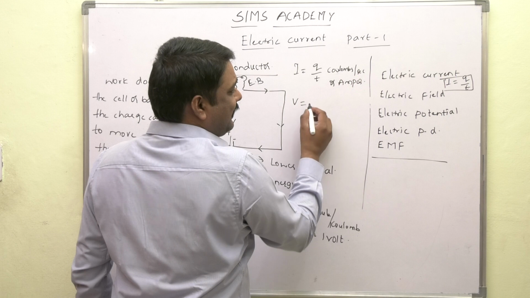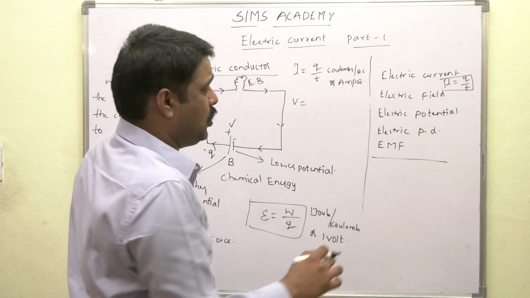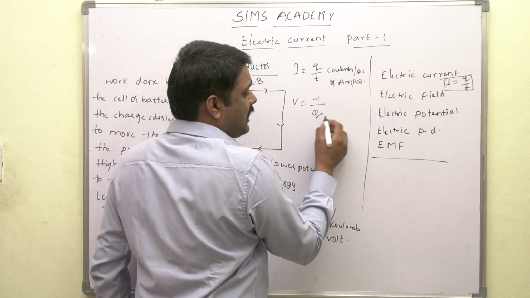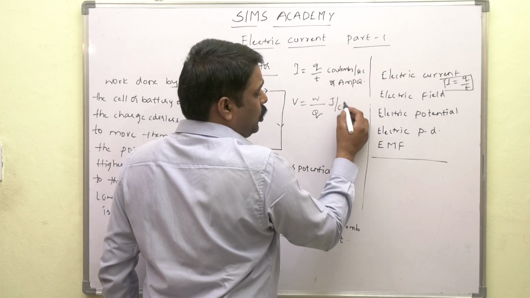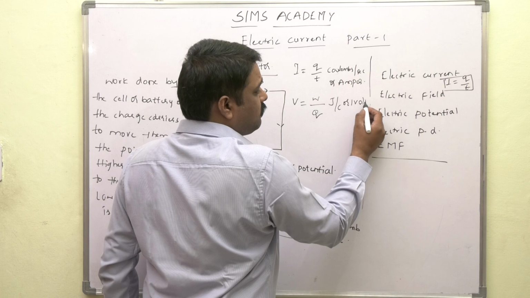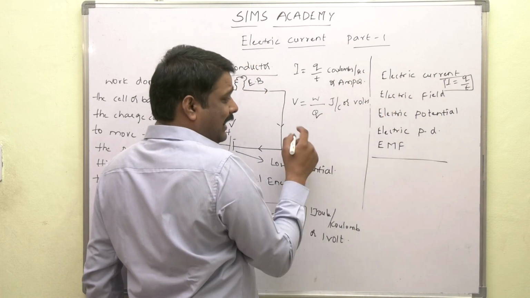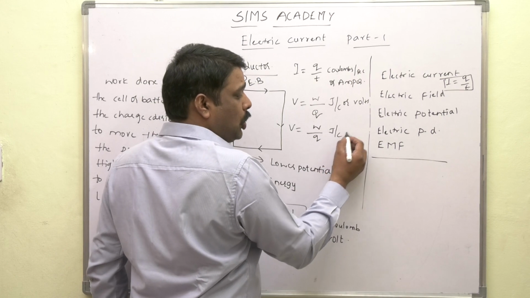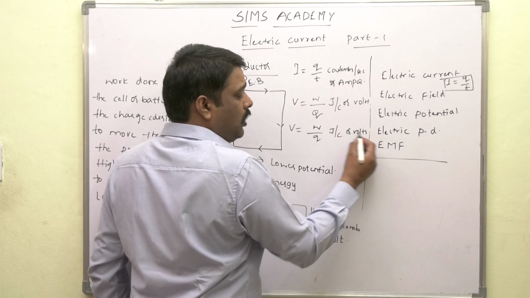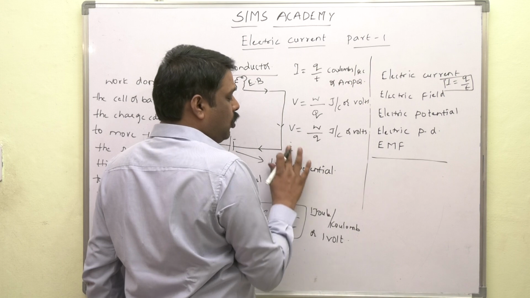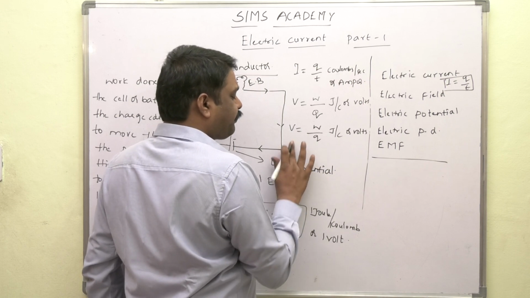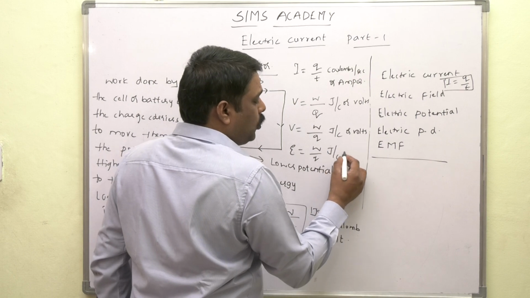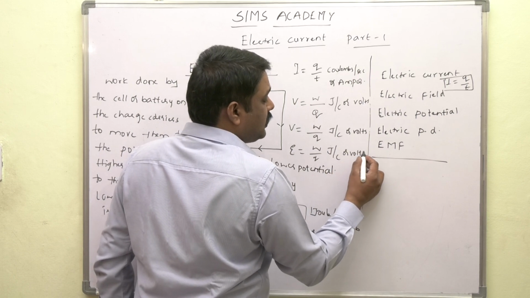And even for the electric field, we can go on with that. Electric potential, work done on charge, that is joule per coulomb or volts, we say. Electric potential difference, the same one, work done on charge, joule per coulomb or volts. And electromotive force, EMF also, work done on charge, joule per coulomb or volts.